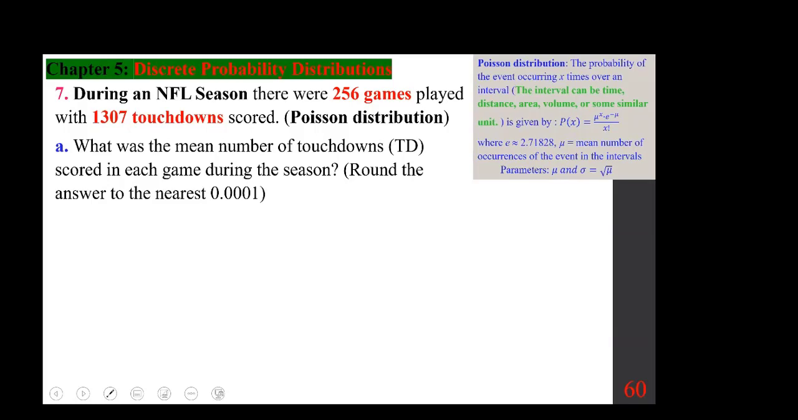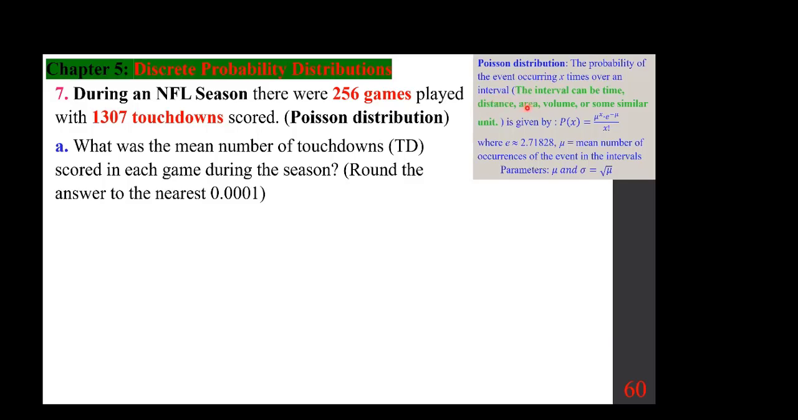During an NFL season, there were 256 games played with 1,307 touchdowns scored. Poisson distribution. What was the mean number of touchdowns scored in each game during the season? Round the answer to the nearest 0.0001, 1/10,000. Poisson distribution has a specific definition: the probability of the event occurring X times over some interval.